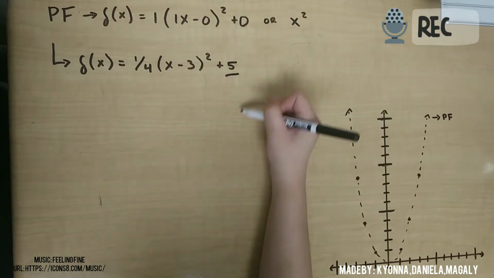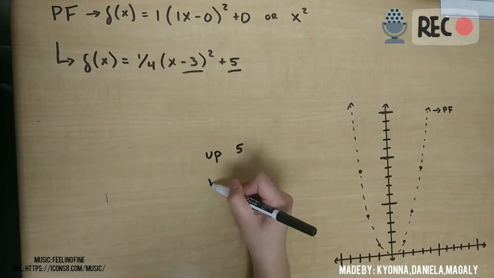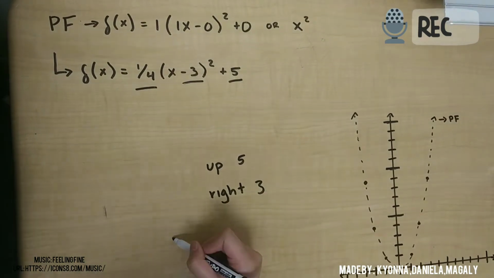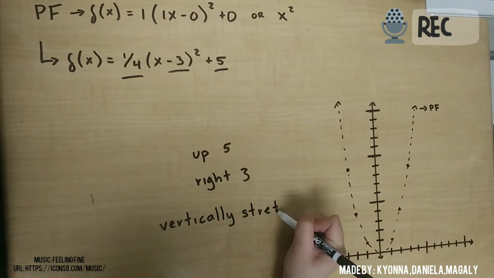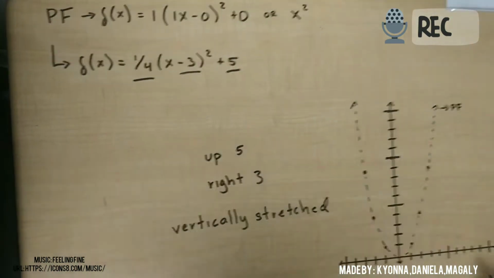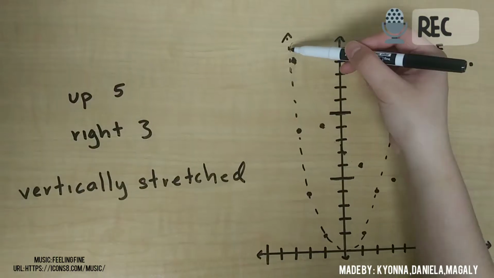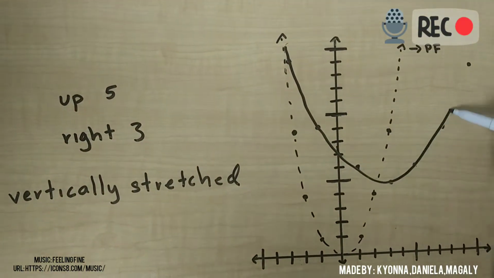Because 1/4 is outside the parentheses, the function gets vertically stretched by a factor of 4. In the same way, the function is translated up 5 units because it is also outside the parentheses. 3, however, is positive, which means that the function shifts 3 units to the right instead of to the left. The result is the graph you see on the screen.